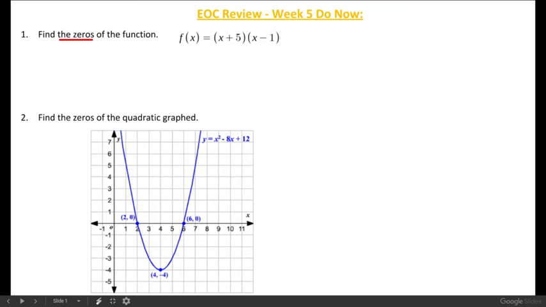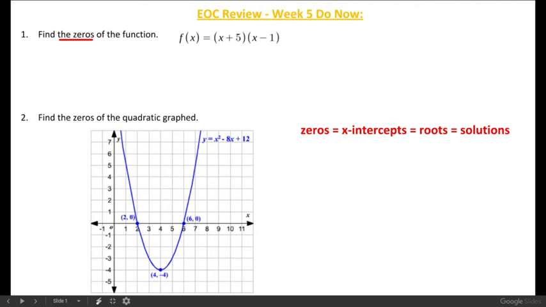So first of all, whenever the question asks you to find the zeros, that is the same exact thing as finding the x-intercepts. Okay, so zeros mean find the x-intercepts. They could also refer to them as roots or solutions. Zeros, x-intercepts, roots, and solutions, they all mean the same thing.